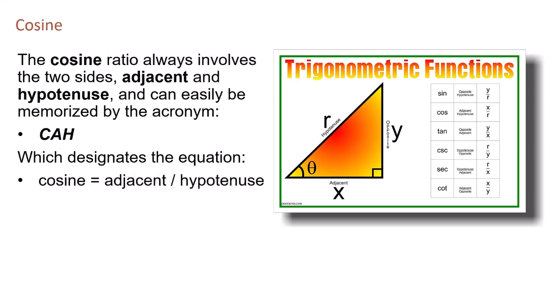The cosine ratio always involves the two sides adjacent and hypotenuse, and can easily be memorized by the acronym CA, which designates the equation cosine equals adjacent over hypotenuse.